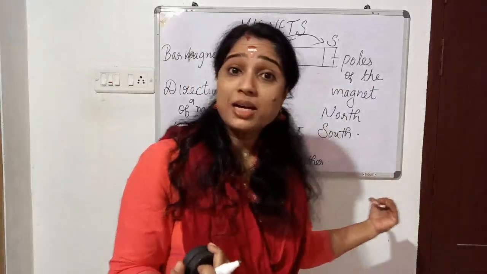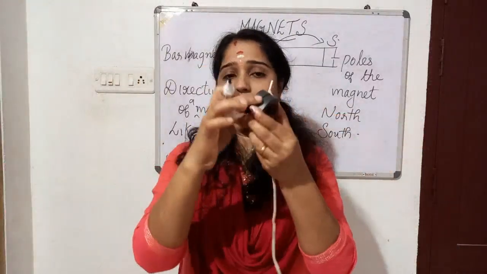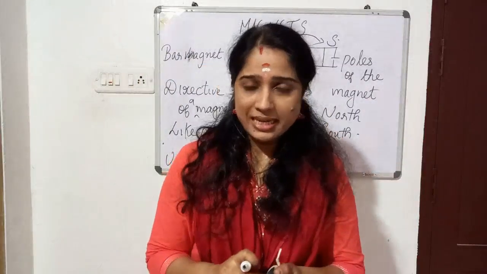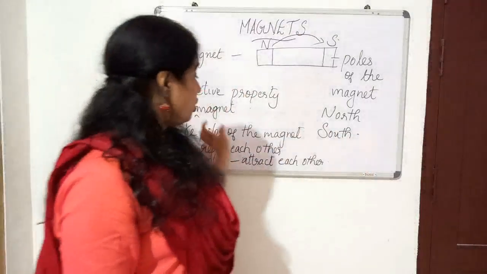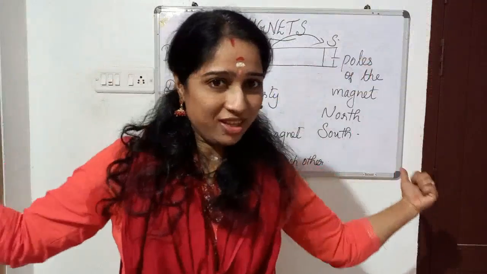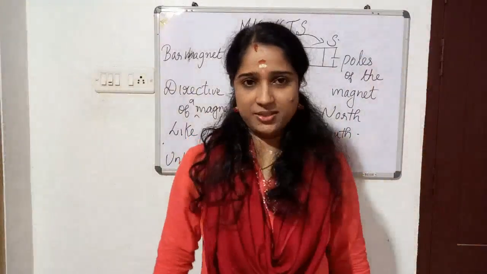But unlike poles means what? One should be a North Pole, another should be a South Pole, so that they get attracted. Hope it is clear. Yes, a very, very important rule about the magnet. Like poles of the magnet repel each other. Unlike poles of the magnet attract each other.